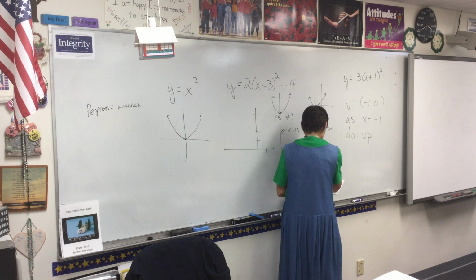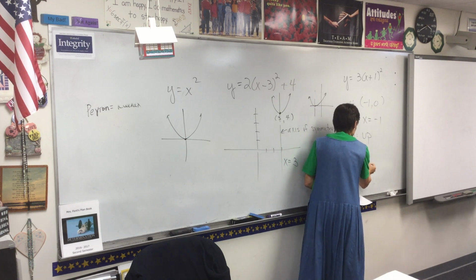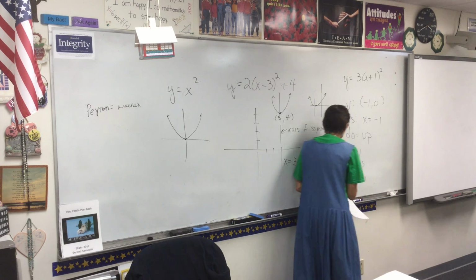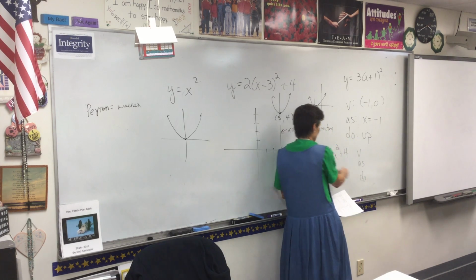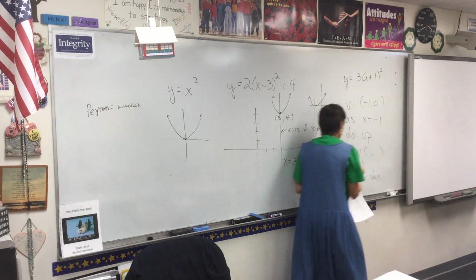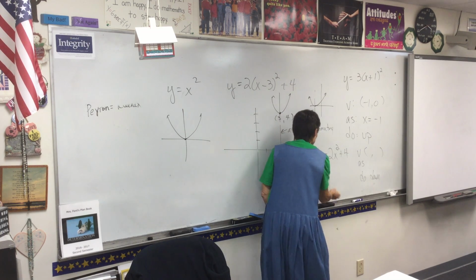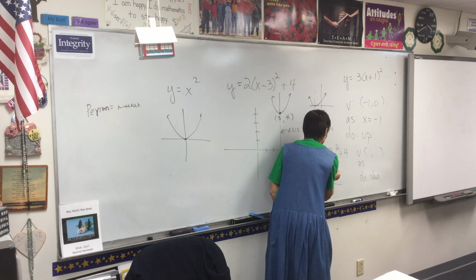All right, how about this one? -2x squared plus 4. Vertex, axis of symmetry, direction of opening. Which way is it open? Down. What's its vertex? Now look at it carefully. 0, 4. Very good, Jalen. 0, 4.